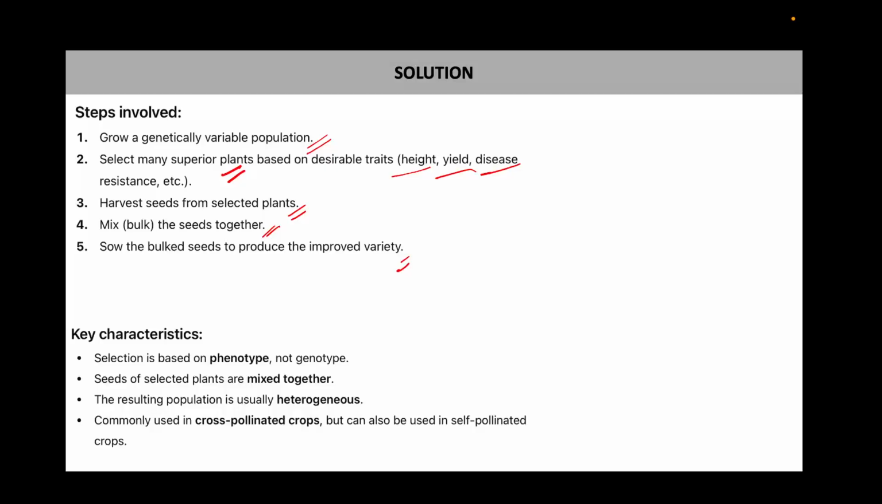So now the key characteristic feature of mass selection is that it is based on phenotype. Okay, this is the most important thing in case of mass selection, that it is not based on genotype.